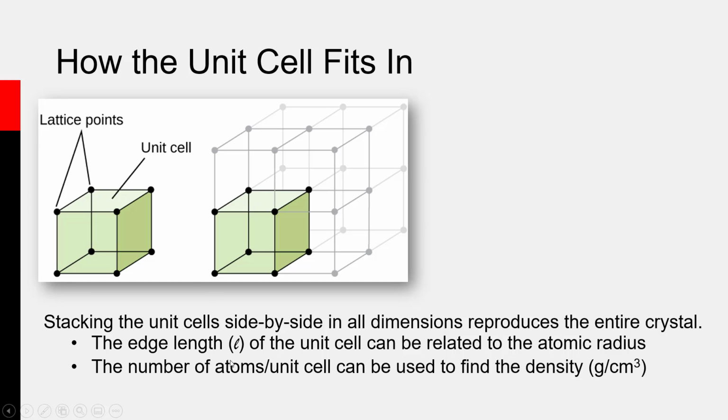For instance, the edge length of a cubic unit cell can be directly related to the atomic radius. So I'll show you how to do that. XRD is therefore one of the fundamental ways to measure the radius of an atom. And the number of atoms per unit cell in conjunction with the dimensions of the unit cell can be used to find the density using simple dimensional analysis. We'll also show you an example of how to do that today, and we'll have more practice for you on that topic tomorrow.